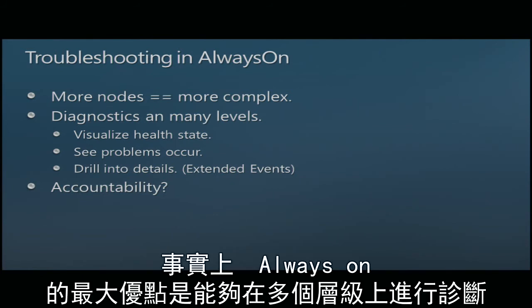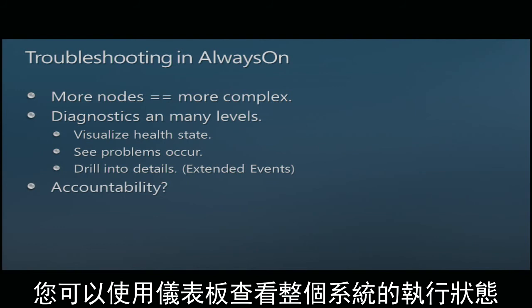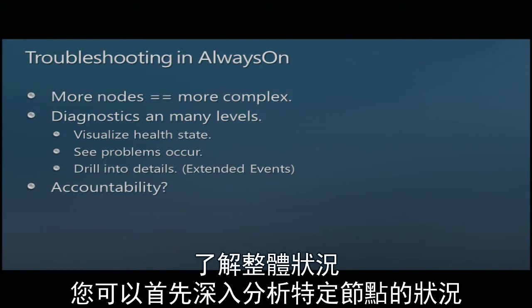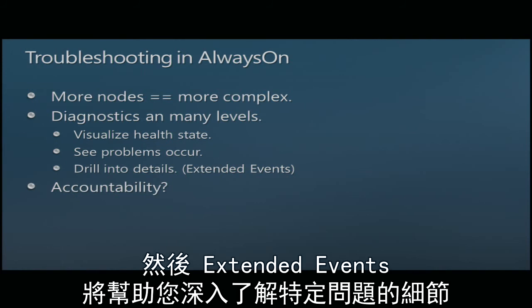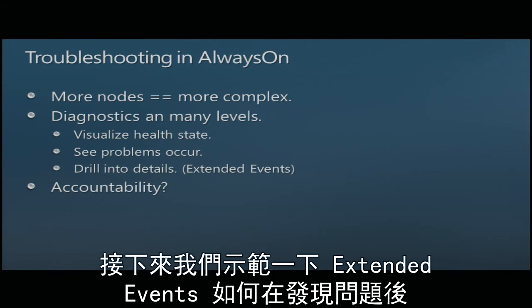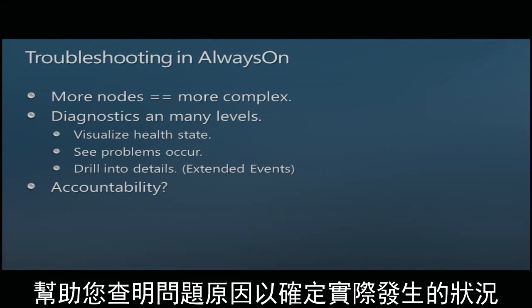What's really nice about Always On is the way we have diagnostics at many levels. You can look at your health state across the system using a dashboard. You can see the whole thing. You can start drilling into what's going on specific nodes. And then extended events comes into play where you want to drill into the details of what's happening with a specific problem. And then we'll even show you a little bit about how extended events can help you with the accountability once you find that problem to determine how that actually happened.